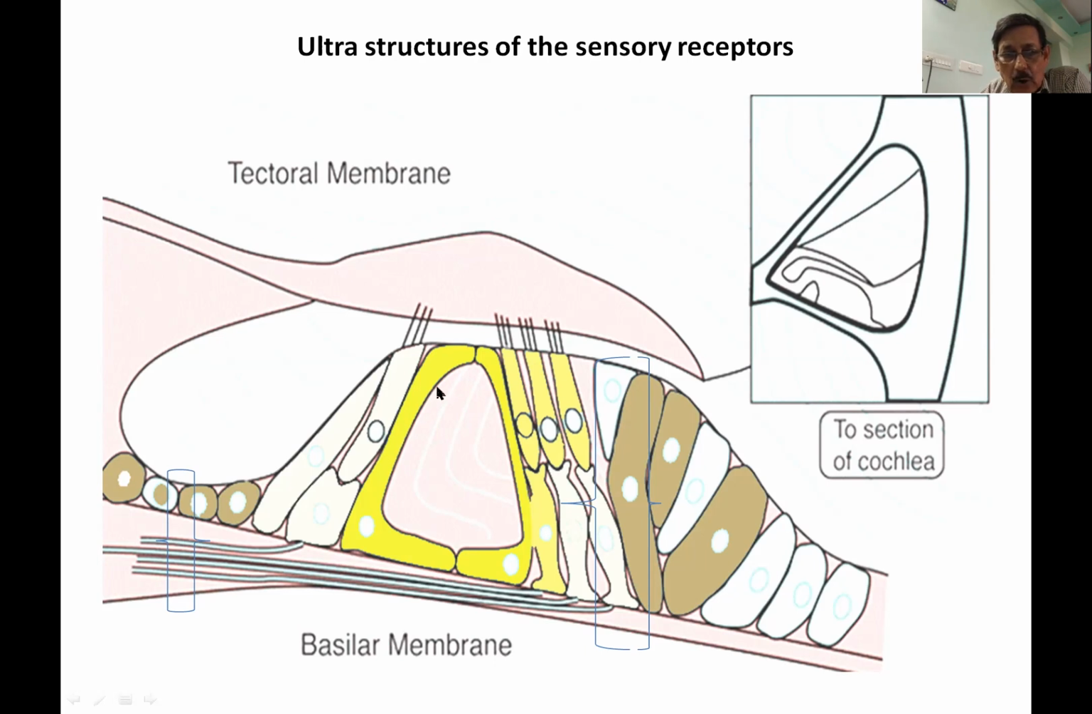There are inner rod cells, outer rod cells, and the inner hair cells. So they form a conical tunnel. They form a conical tunnel, that is the tunnel of Corti, in which lies the organ of Corti. The structure shall be discussed just now.